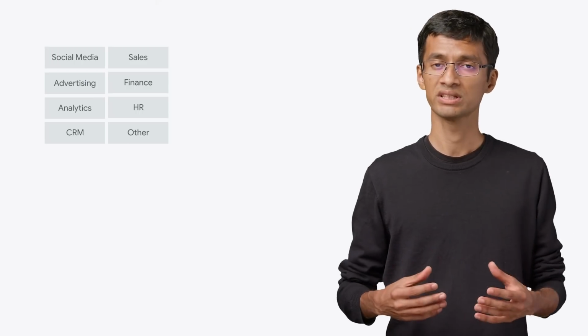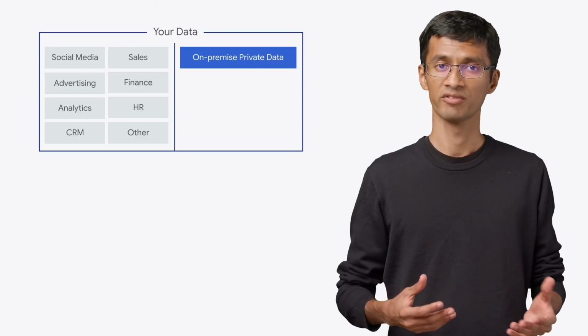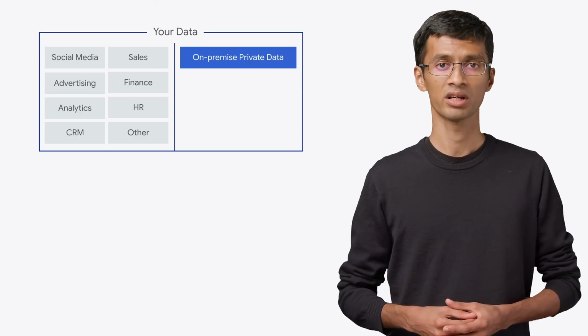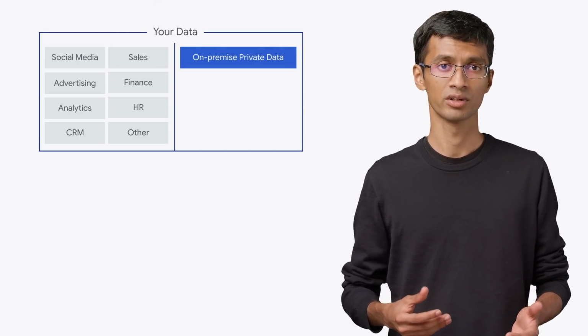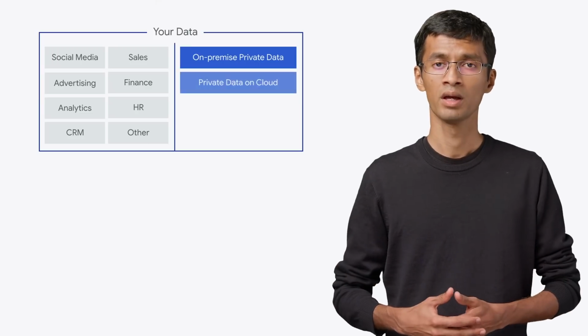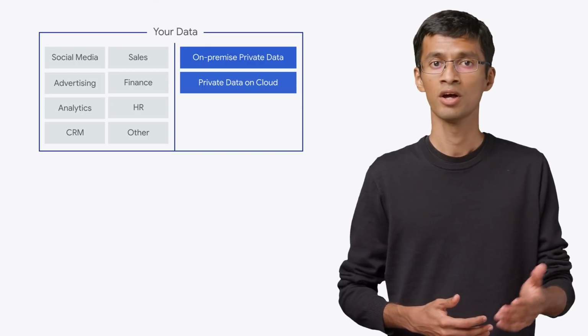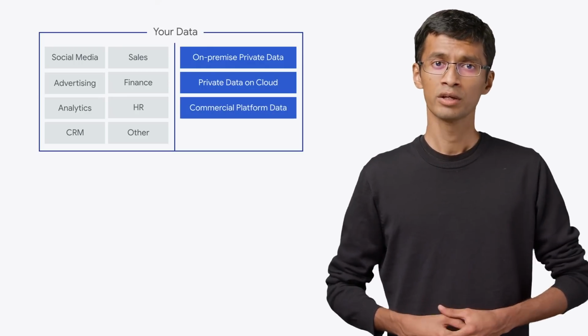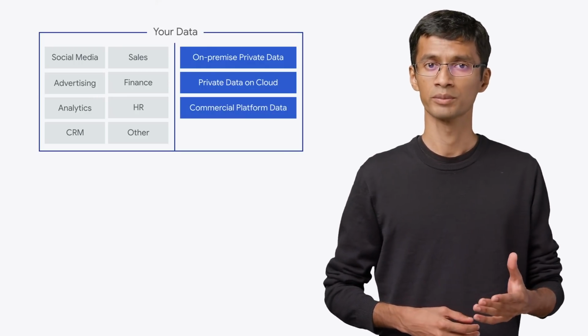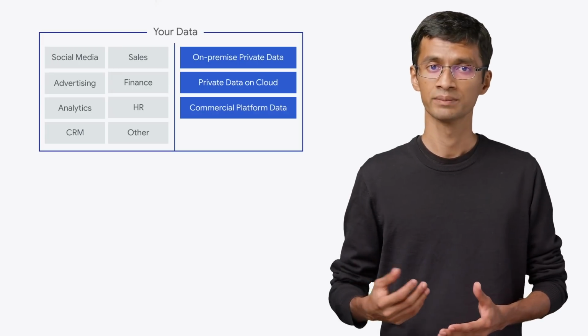Your data can be hosted and available in different places. You might have on-premise private data. For example, you might have marketing information on a MySQL server on your corporate network. You can have private data on the cloud. Maybe you're using Firebase database for your application. You can also be using data from commercial platforms like Google Analytics and Google Ads.